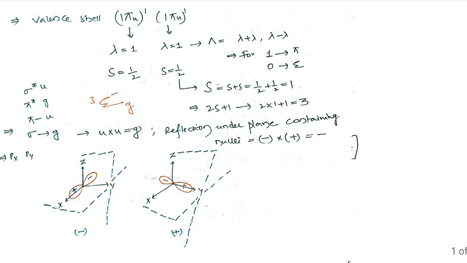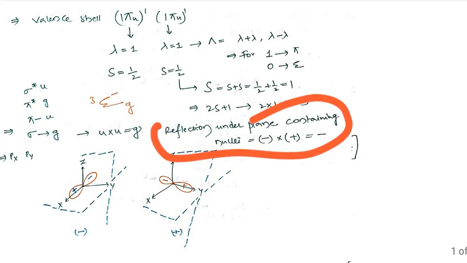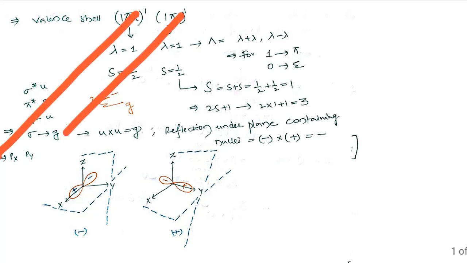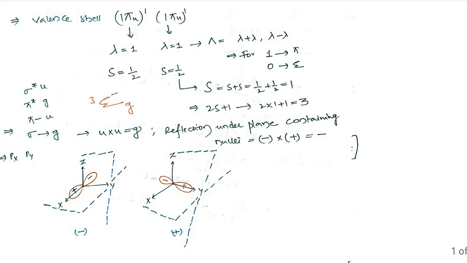In that case, how are we getting minus and plus? As we said, reflection under a plane containing the nuclei. Here the first electron is in 1πu and the second one is also in 1πu, so they represent px and py. From the molecular orbital diagram, if we take that electronic configuration, we can see that these two electrons can be in px and py orbitals.